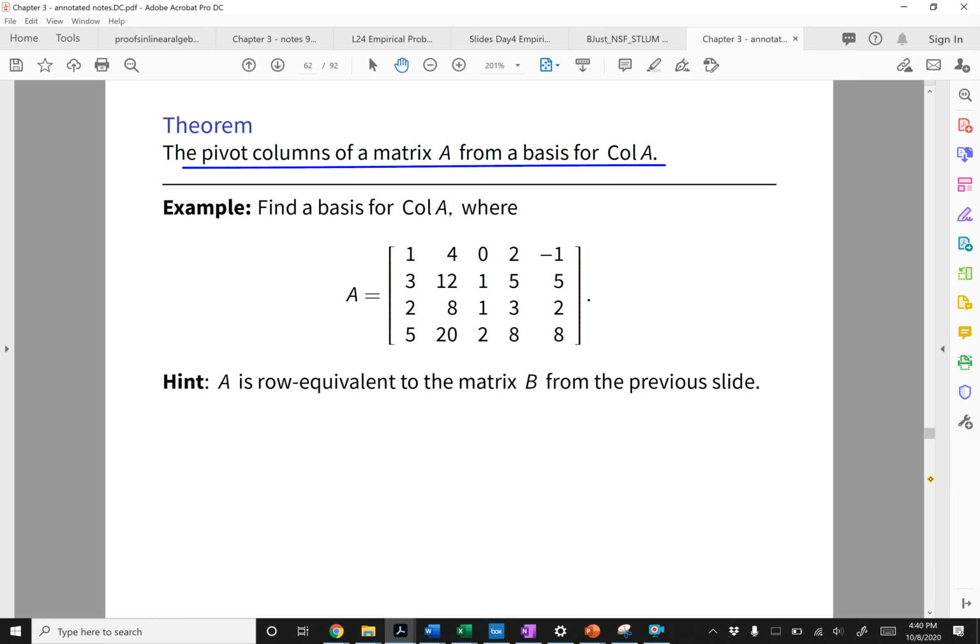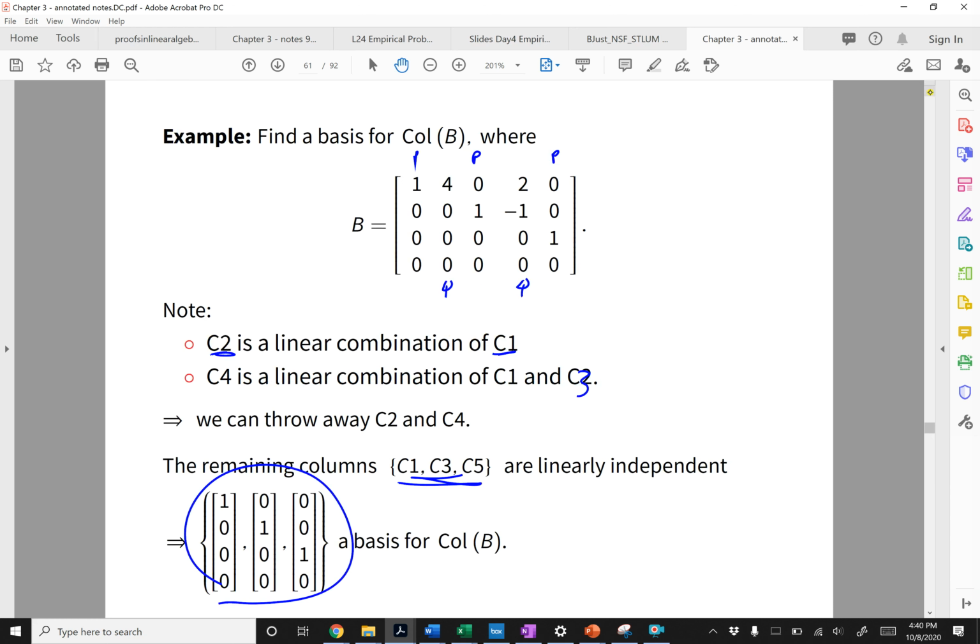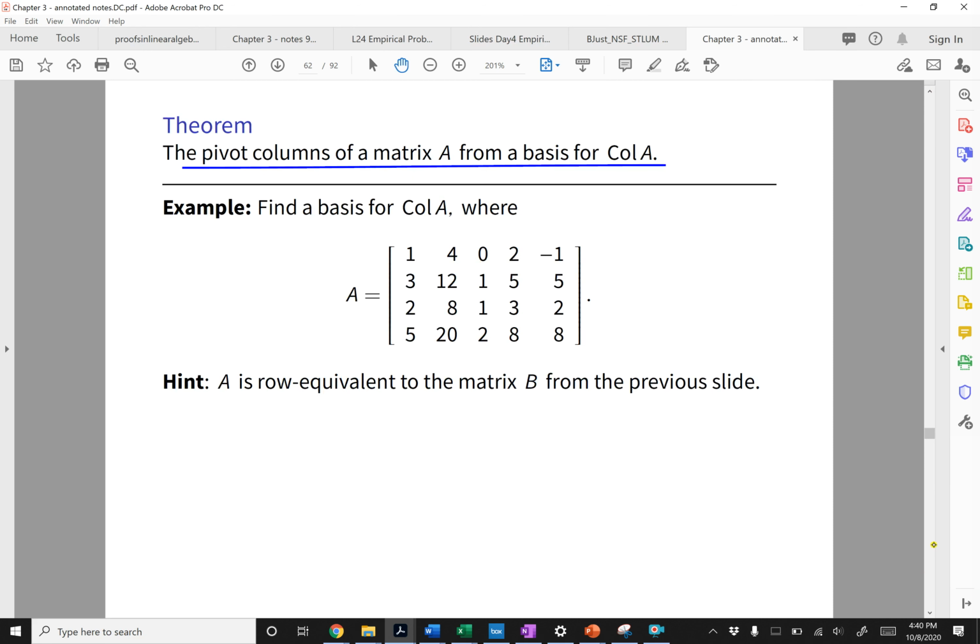So find a basis for the column space of A, where A is row equivalent to the matrix B from the previous slide. Well, that's a really nice hint. We know that we can't take all of these because these are only 4-dimensional vectors, and we have 5 of them. So we know that we don't need all 5. Even without that hint, we know we need at most 4. But if we row reduced, we'd find that the first, the third, and the fifth ones are pivot columns. Okay, because it said it's row equivalent to the matrix above, so we already know those are pivot columns.